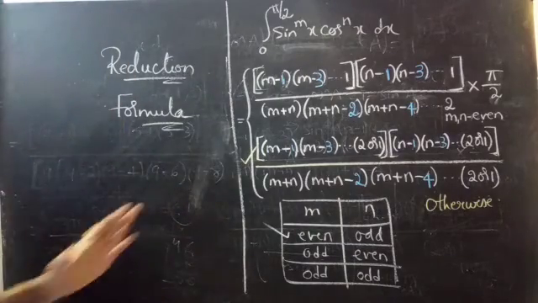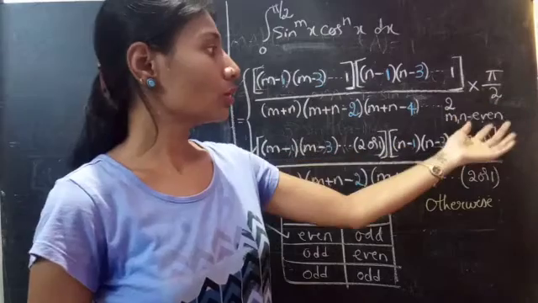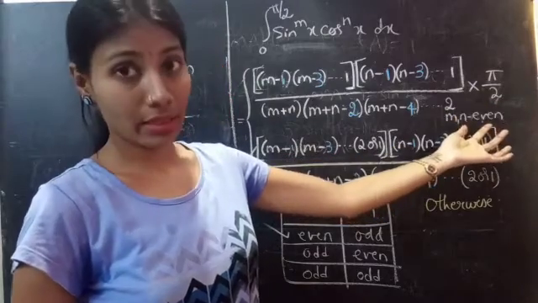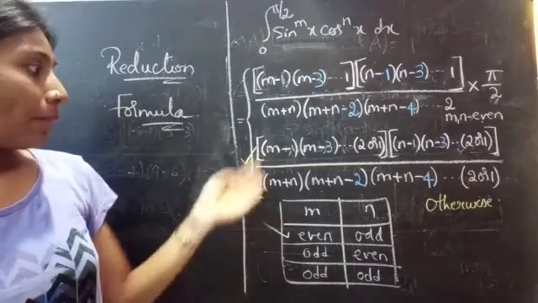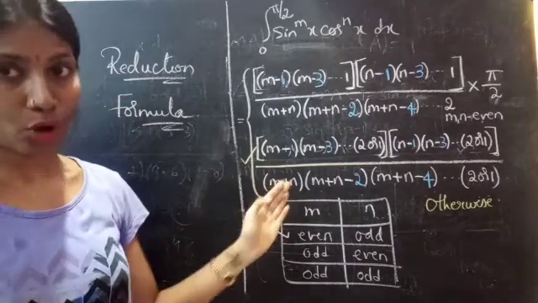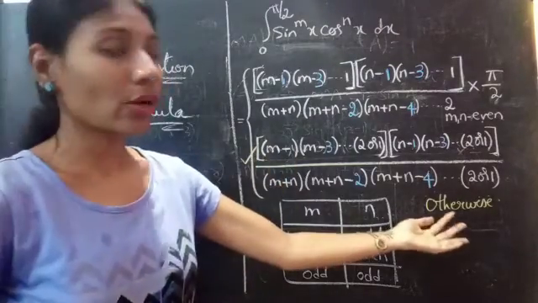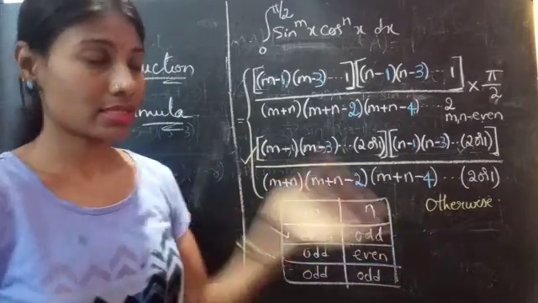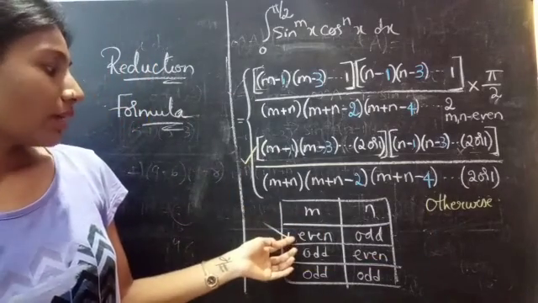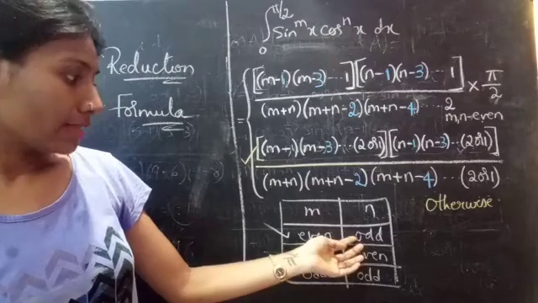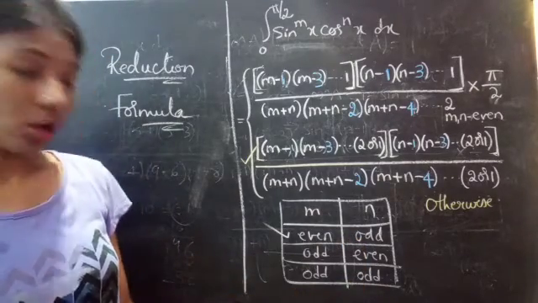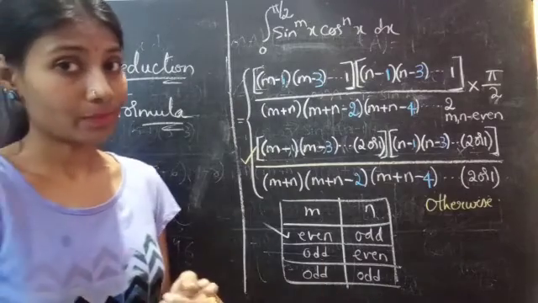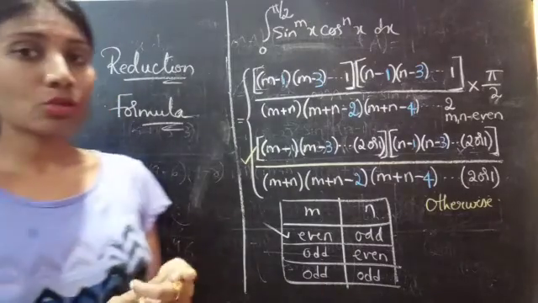In the previous video, we have seen the case for m and n even, that is, we include pi by 2. Now, we'll apply the second formula, that is the otherwise condition: when m is even, n is odd, or m is odd and n is even, or both are odd. Okay, so let's do some problems.